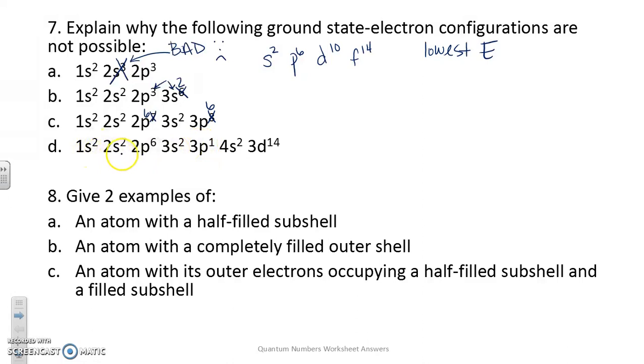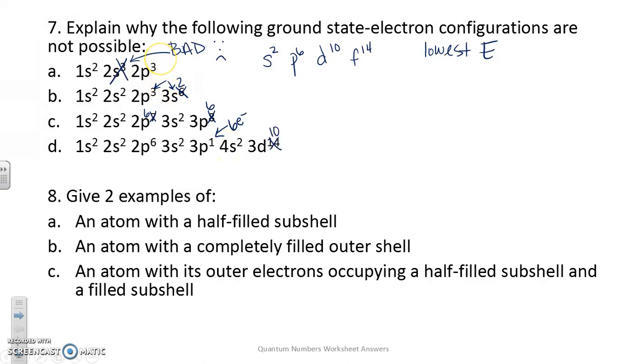All right, 1s2, 2s2, 2p6, 3s2, 3p1, 4s2, 3d14. First, you can't have 14, you can only have 10, but you've got to fill this one up first. There's supposed to be 6 electrons there and there's only 1, so those won't work.